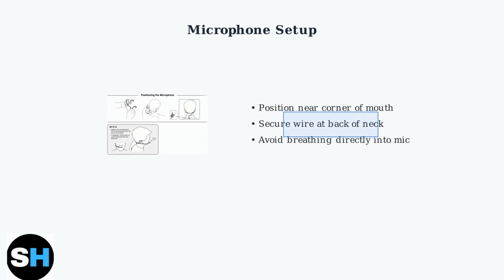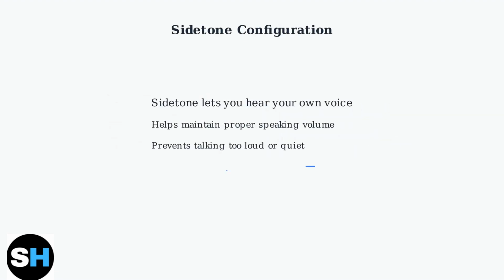Start by adjusting the microphone gain to ensure your voice comes through clearly without being too loud or distorted. Side tone settings allow you to hear your own voice through the headset. This helps you maintain proper speaking volume and ensures you're not talking too loudly or quietly during conversations.